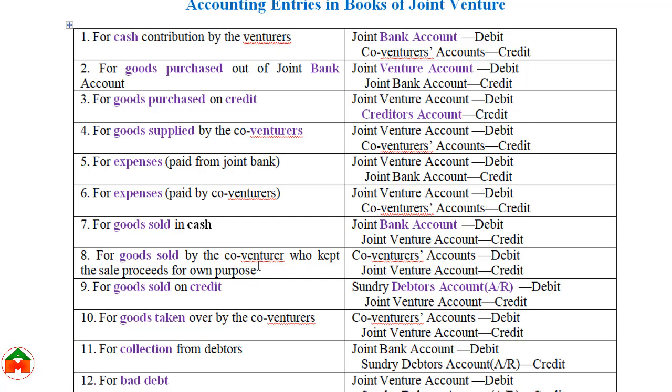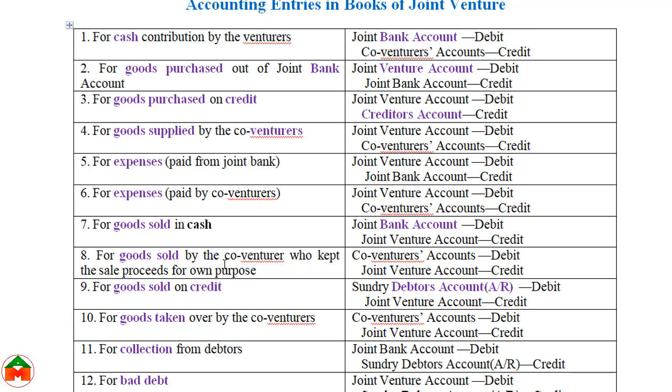But if any co-venturer keeps the sale proceeds, then co-venturer accounts debit and joint venture account credit. For sale proceeds, we are showing the joint venture account credit, but if the cash is received, then bank account debit.